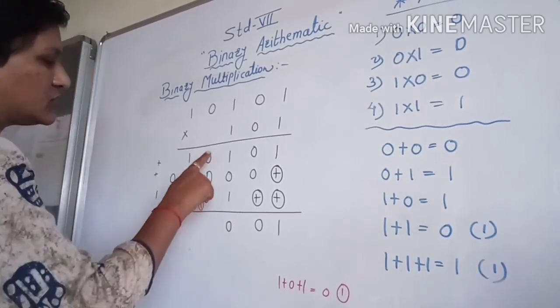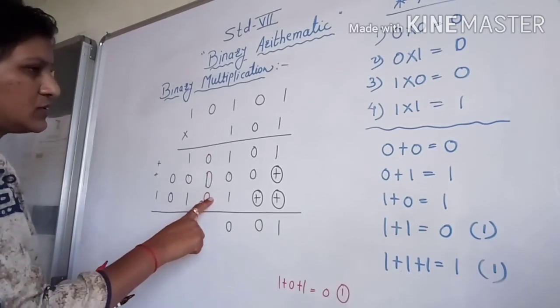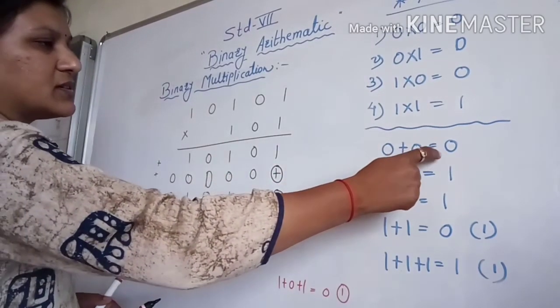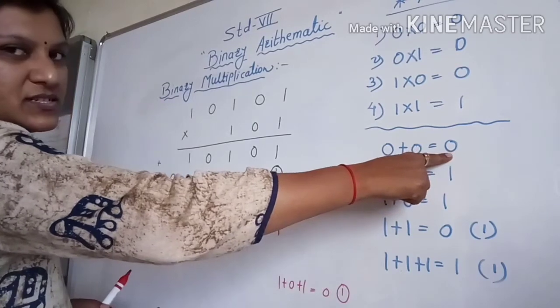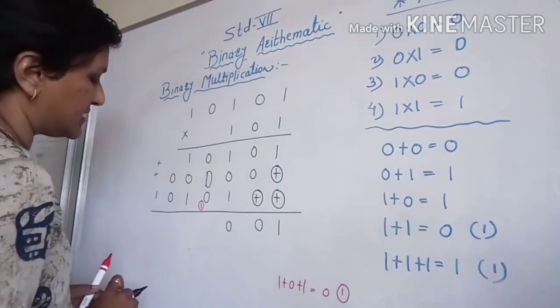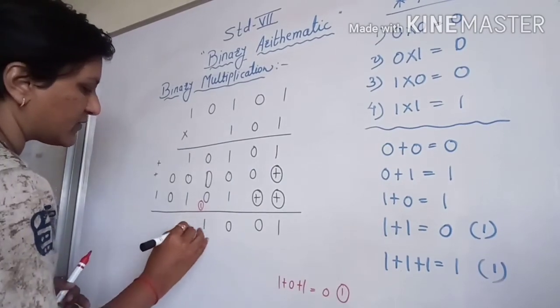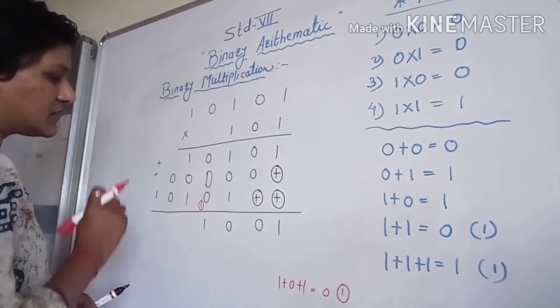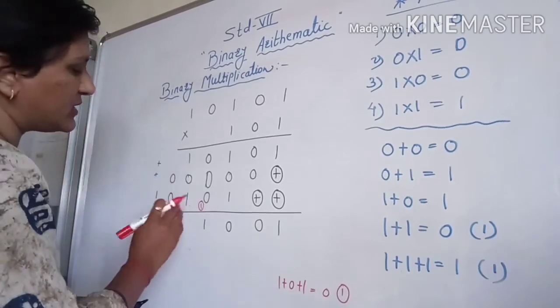Okay. Now 0 plus 0 plus 0. 0 plus 0 three times will give the result 0 itself. Plus 1. Now 0 plus 1, we will get the result as 1. So we are writing 1 over here, and again we are going to perform the next part.